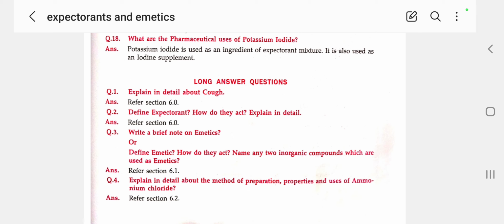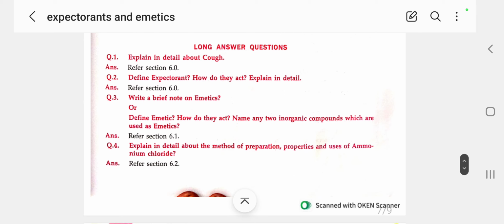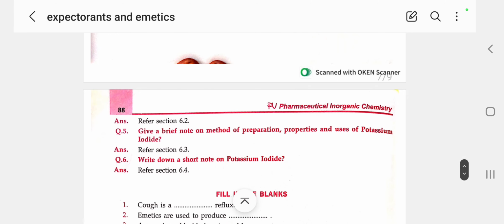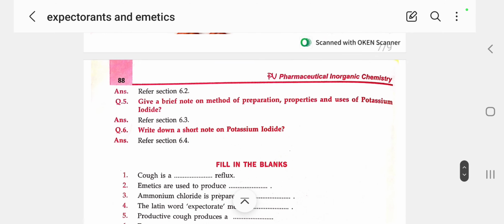Define emetic. How do they act? Name any two inorganic compounds which are used as emetic. Then explain in detail about the method of preparation, properties and uses of ammonium chloride. Some more questions are also there: give a brief note on method of preparation and properties of potassium iodide, and write down a short note on potassium iodide.